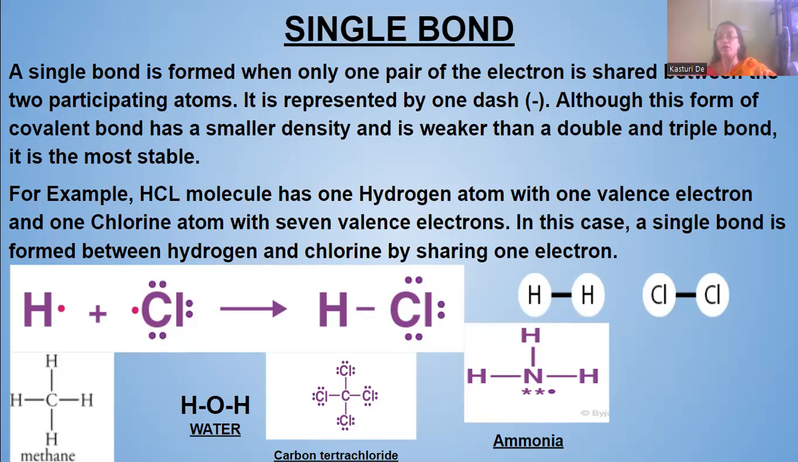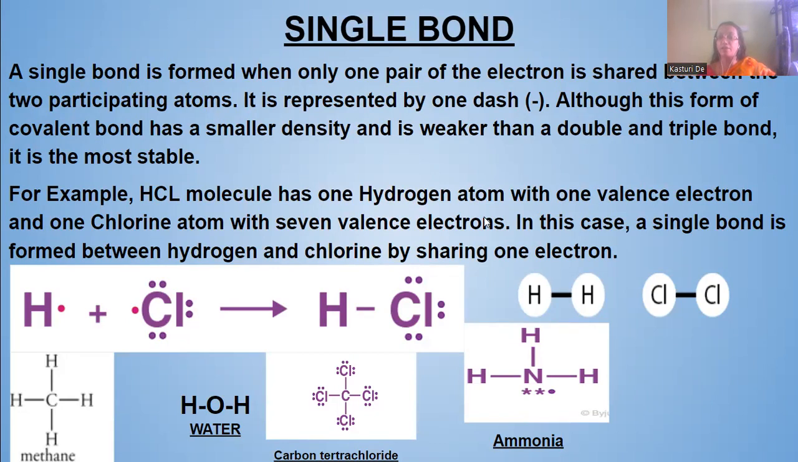Although this form of covalent bond has a smaller density and is weaker than double and triple bonds, it is the most stable. Its density is low, and it's weaker. This bond is weaker than the double and the triple bond, but this type of bonding is very much stable, the most stable. For example, hydrogen chloride, HCl.